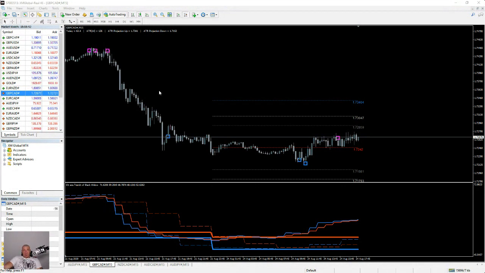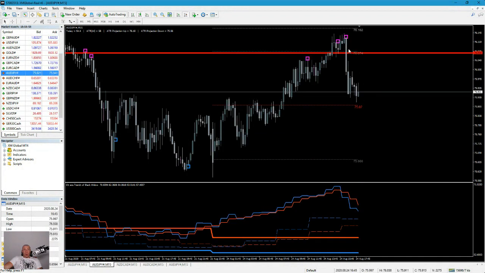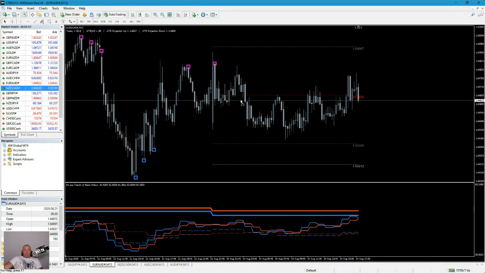GBP CAD, something that is not very clear. Australian dollar yen, we are already short. All of my group in the Telegram channel, we are short and we are already in the money. Euro Australian dollar, nothing special here.